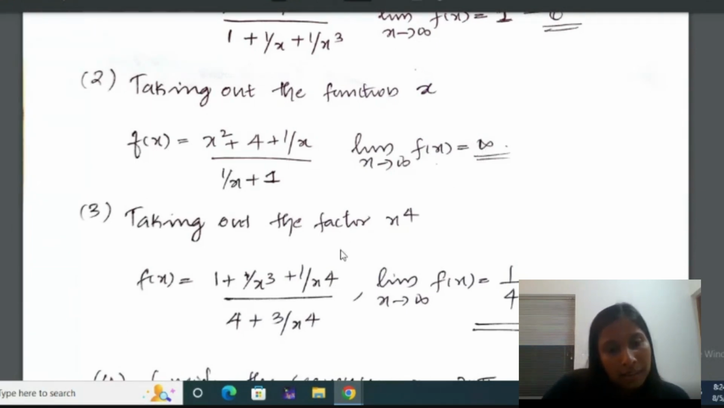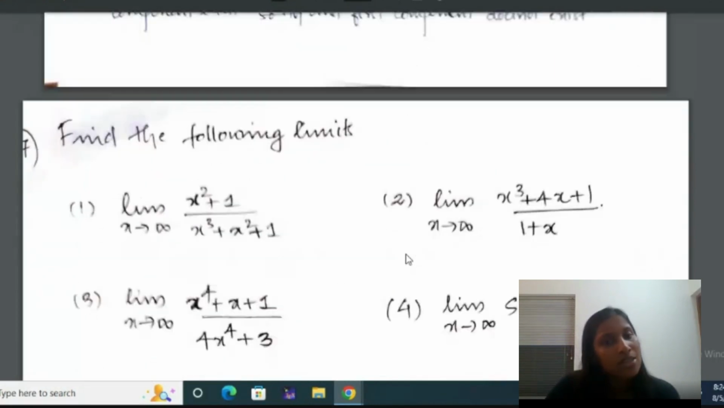And the third one have both powers, the degrees of the polynomials are equal in the numerator and denominator. So we take x raised to 4 from that. So our answer will be 1 by 4. So here the procedure is like this. If we have the limit as x tends to infinity of p of x by q of x, where p of x and q of x are polynomials, if the degree of the numerator is less than the degree of the denominator, then the answer will be 0.